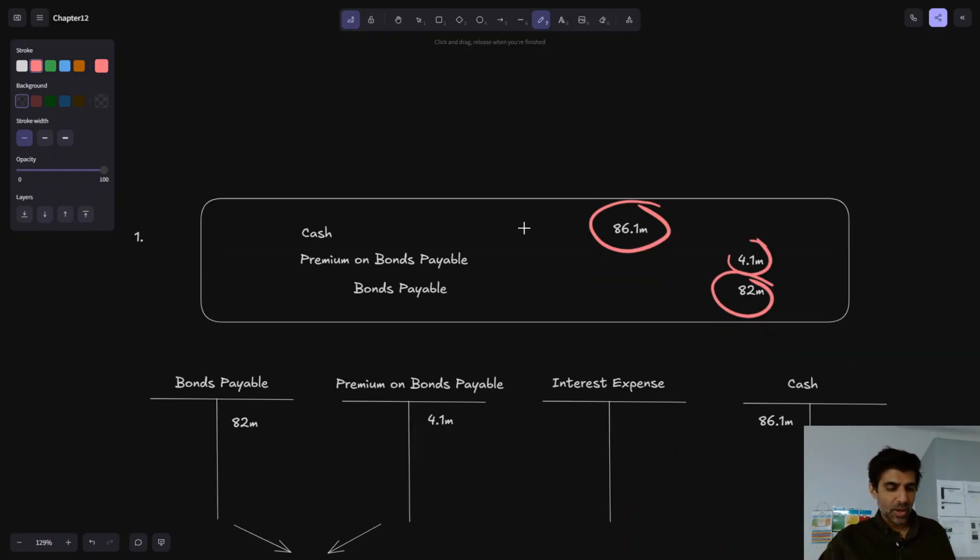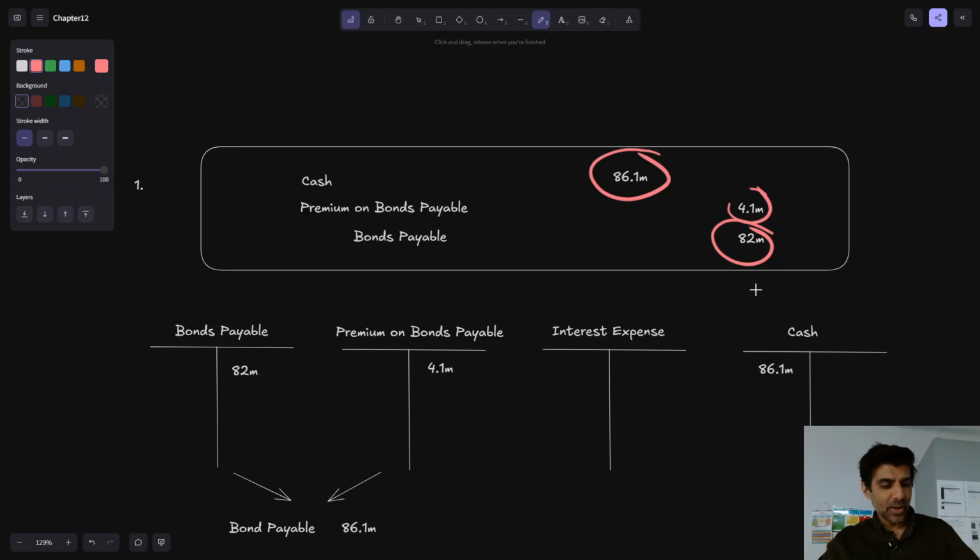Now we have a credit balance here and a credit balance here. So this is an adjunct account. The discount was a debit balance, right? This is a credit balance.